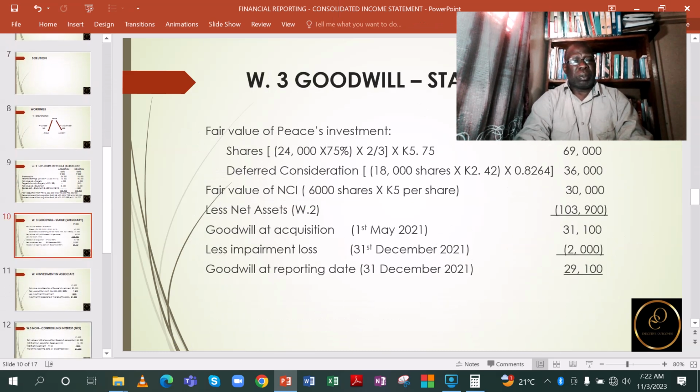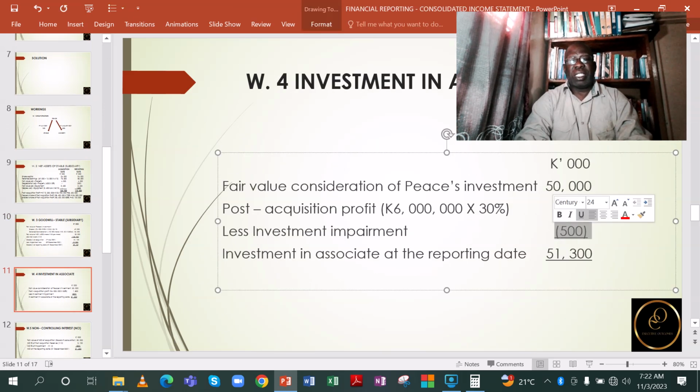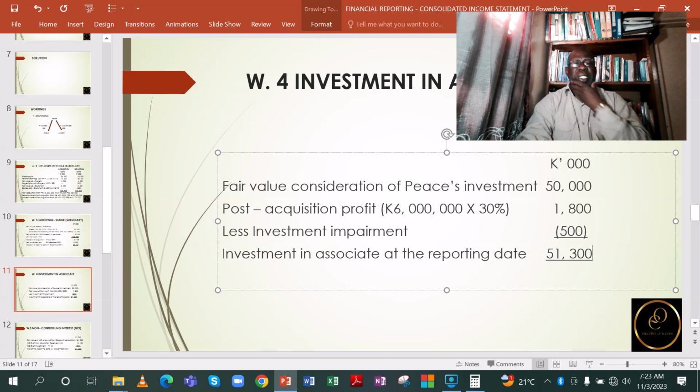So it was impaired by 500,000, and that's how we deduct this one. Meaning that investment in the associate Amnesty will reduce from 51,800,000 by 500,000 to 51,300,000. So that's the investment in the associate.